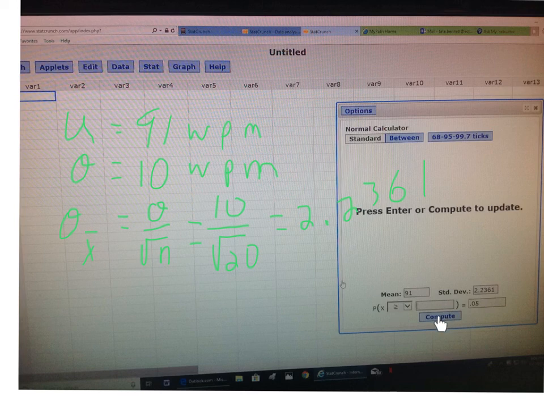Now I'll let you finish it. If I click on compute and then round the answer to 2 decimal places, that's the correct answer.